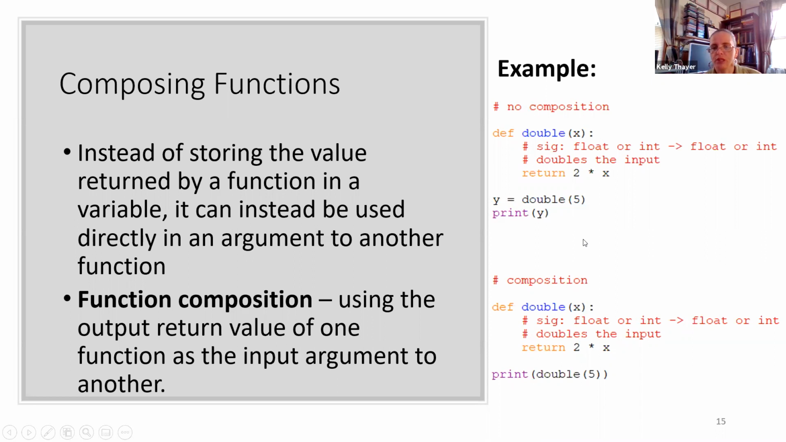Now consider an alternate way of doing this, where we have again the same double function that returns 2 times the input. Now look at the difference here. The difference is out in main. Here this does double of 5 to get 10, and then that gets printed directly without the use of the variable y. This is great if you only need to do one thing with the value that gets returned. If all you need to do with it is print it, then this will work.